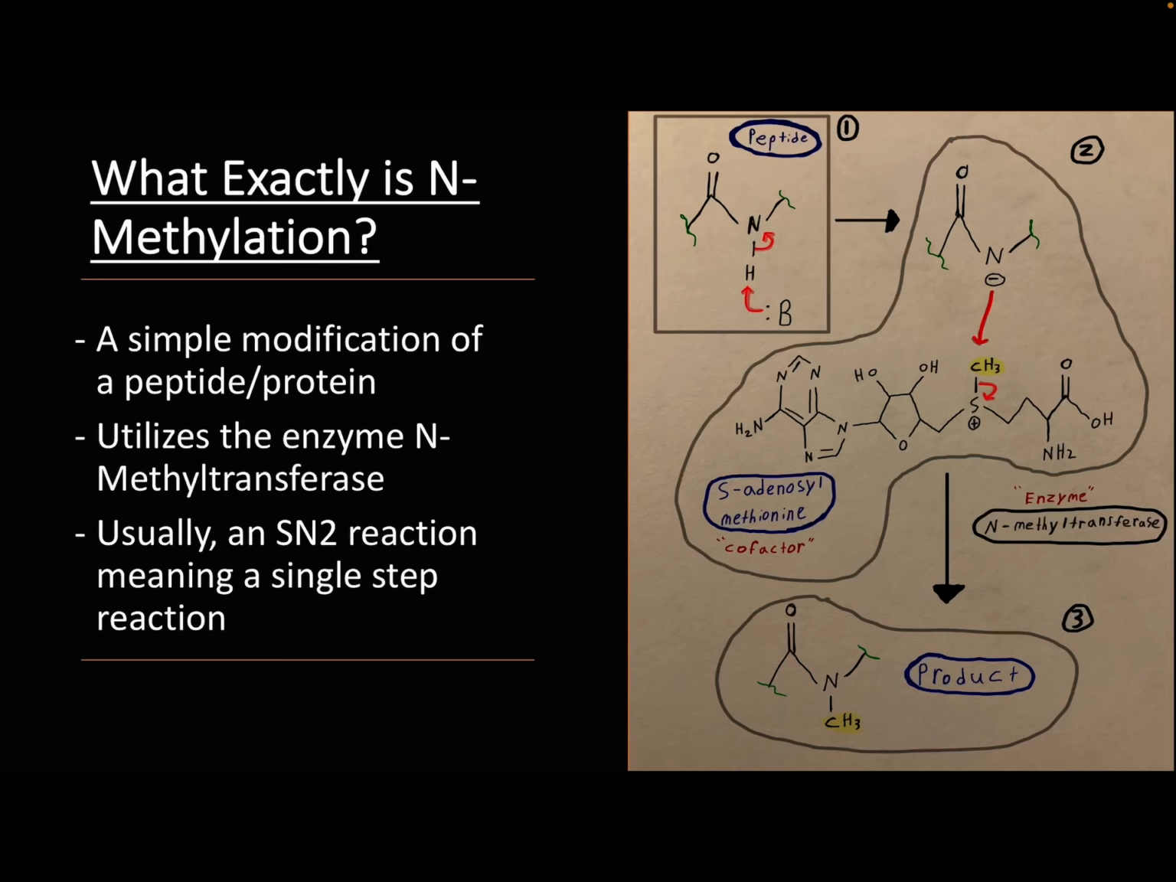mechanism of N-methylation. During this mechanism, the amide group is deprotonated via a generic base. After this deprotonation occurs, the enzyme known as N-methyltransferase will catalyze the reaction, causing the cofactor S-adenosyl methionine, or SAM for short, to lose its methyl group by donating the methyl's alkane bond back into the electron-poor sulfur atom present on SAM. This ultimately leads to SAM becoming S-adenosyl homocysteine, or SAH for short. The deprotonated amide group present on the peptide chain can then act as a nucleophile, attacking the electrophilic methyl group, thereby allowing methylation of the nitrogen atom to occur.